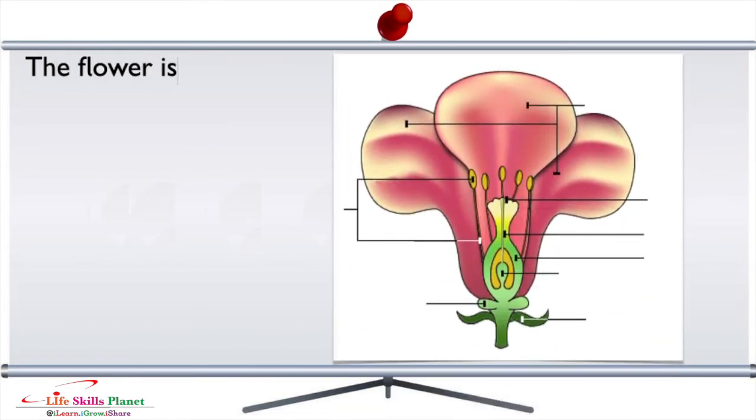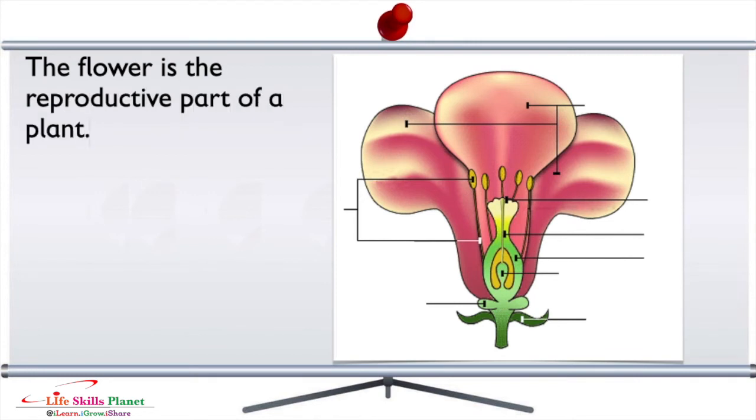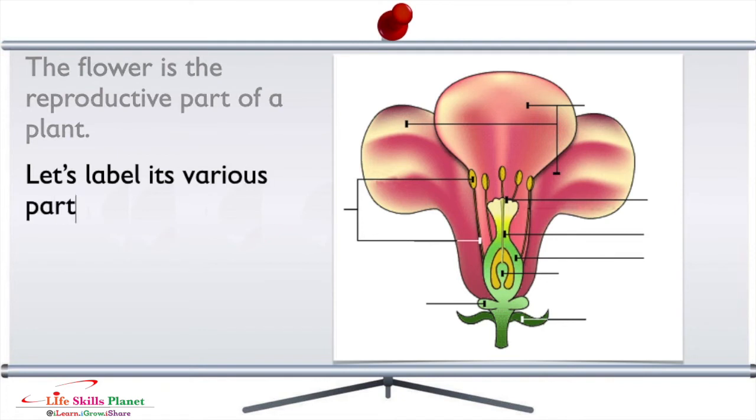Let's summarize what we have learned. The flower is the reproductive part of a plant. Let's now label its various parts.